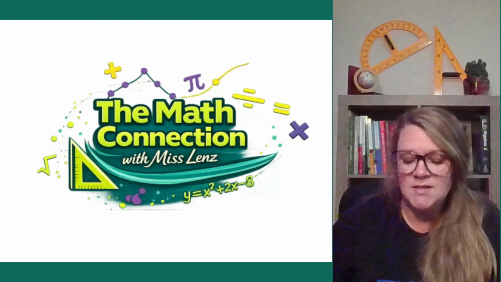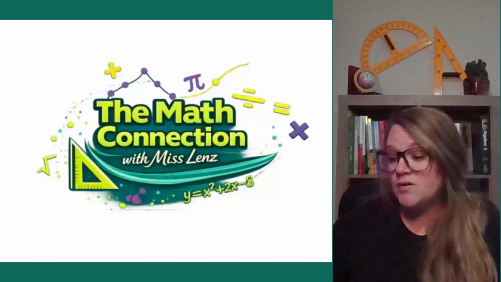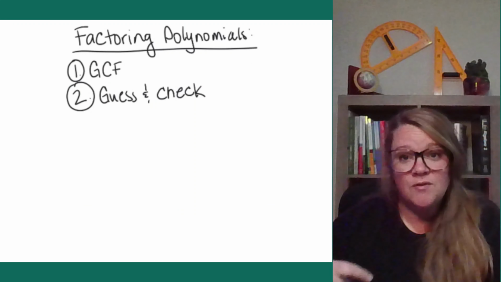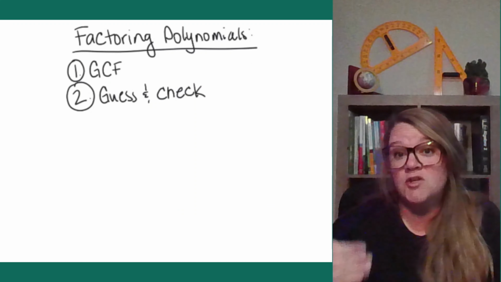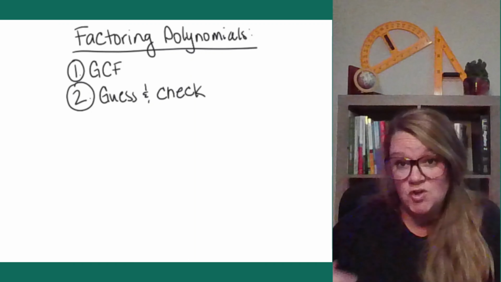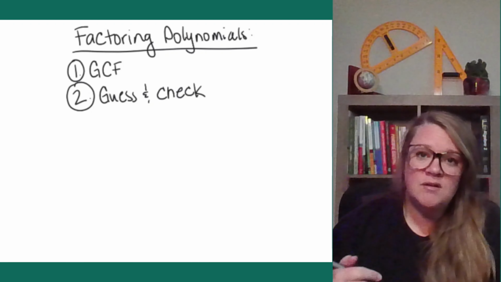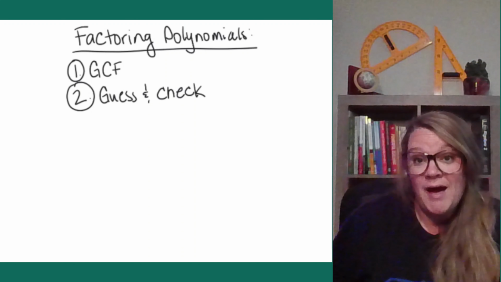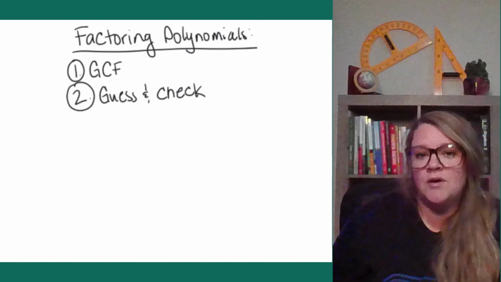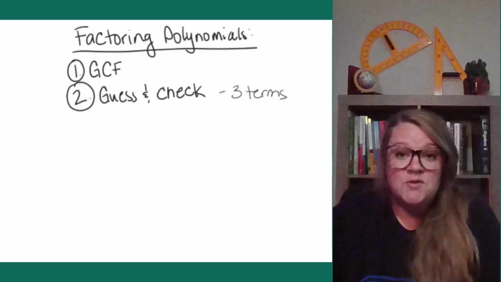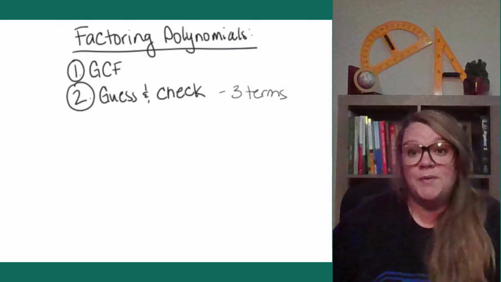My name is Miss Lenz, and we are going to continue talking about how we can factor polynomials. And we've learned a couple of methods already. Our first method is called factoring the greatest common factor, and basically that's just thinking, what can I take out of all of these terms? And our second method was called guess and check. And that essentially is backwards foiling or defoiling or unfoiling. And we use guess and check when we have three terms. And so these are going to look similar to the last video, but there's going to be a little difference.